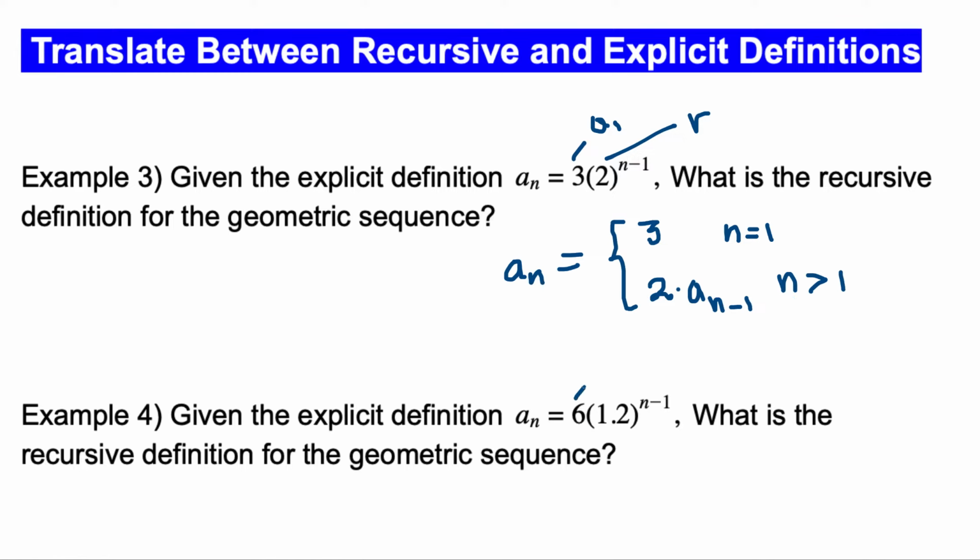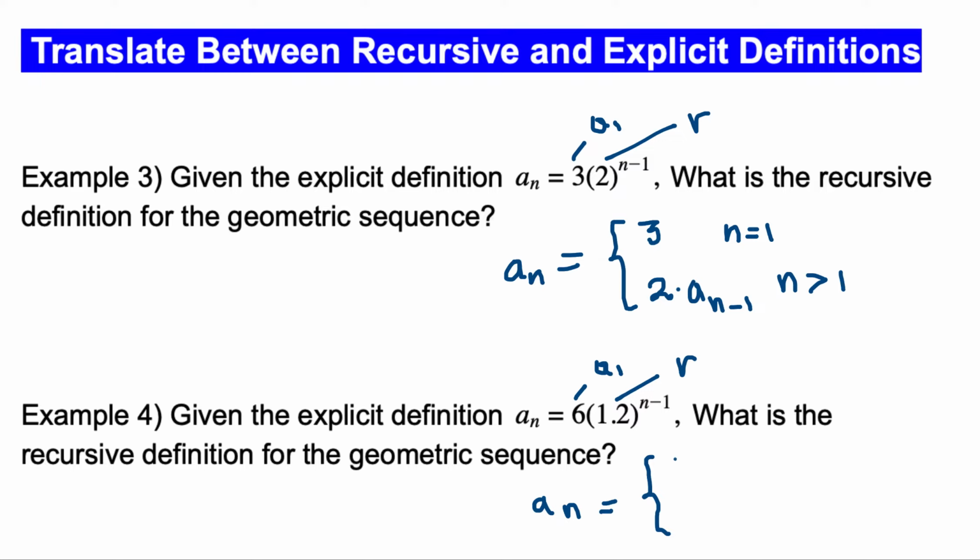Now here in this example 4, given the explicit definition, an is 6 times 1.2 in exponent n minus 1. What is the recursive definition for the geometric sequence? So 6 is the first term, a1, and 1.2 is r, the same way as we did in the previous example. So an is equal, so now we are writing the recursive definition. So we are translating from the explicit definition into the recursive definition.